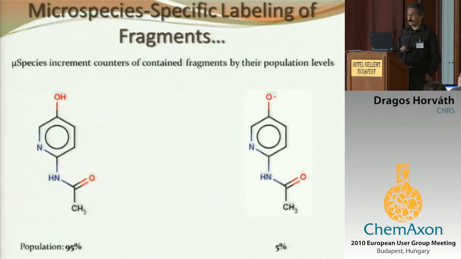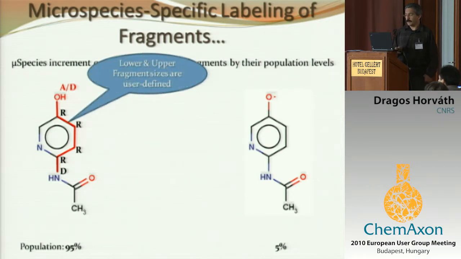And now comes the fragmentation. So for each molecule, here we have 2 populated microspecies. What do we do? We look at microspecies 1. We get the sequence, but this time it's labeled by property, pharmacophore flag in this case.